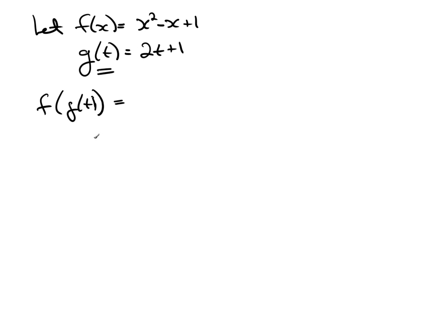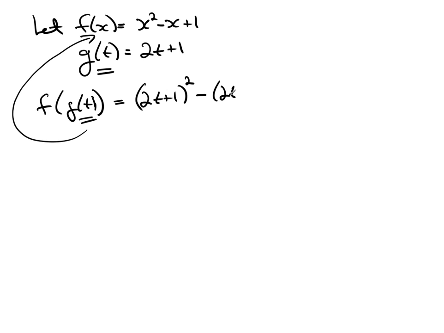That's what function notation is all about. So rather than x squared, I'm going to have 2t plus 1 squared, because g of t is my new x, minus x, but my new x is 2t plus 1, plus 1. So now f is actually a function of g of t and is actually a function of t.